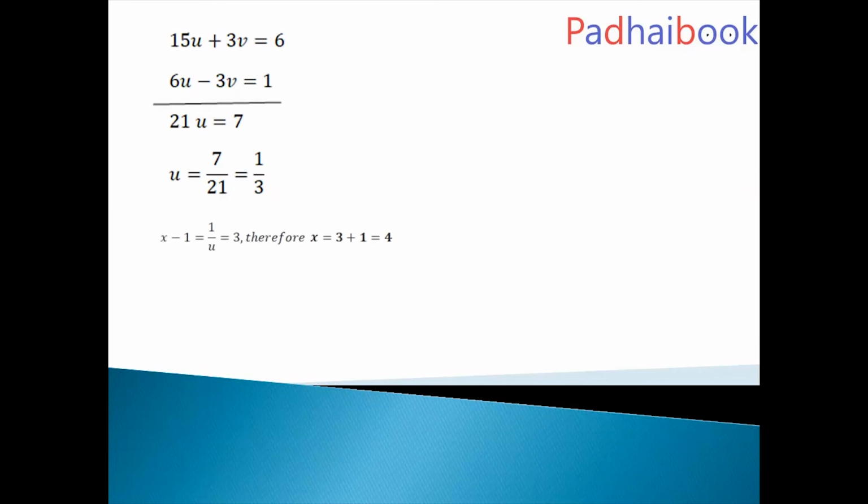So let's multiply that. After multiplying, I don't need to subtract the two equations as the coefficients are of opposite sign. See, in the first equation you have plus 3v, in the second equation you have minus 3v. So we just add the two equations instead of subtracting. So 21u is equal to 7, so u is equal to 1 by 3. So what we have, x minus 1 is equal to 1 by u, which is equal to 3. So 3x will be equal to 3 plus 1, so x is equal to 4.